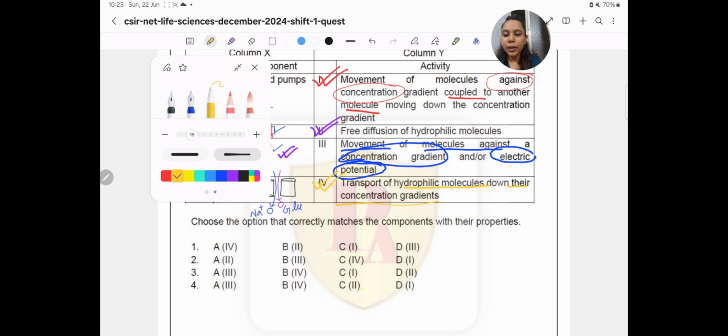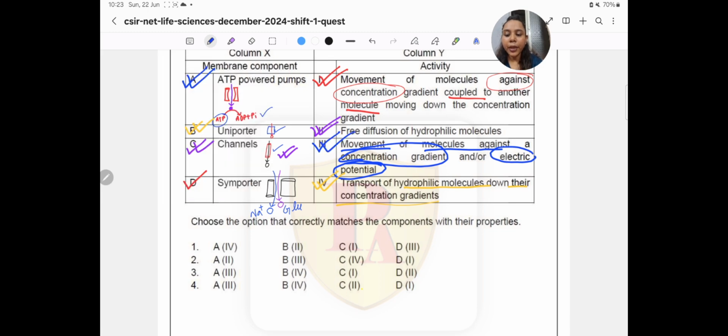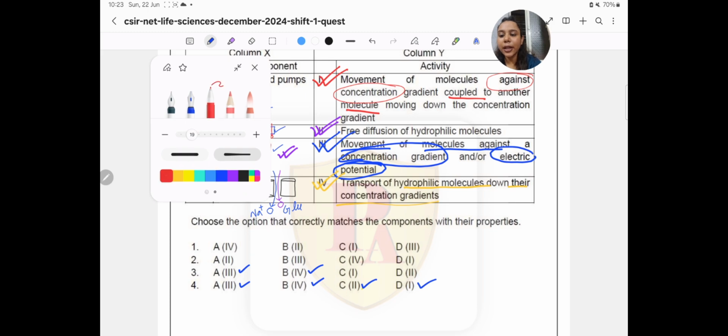So here is A3 and B4, and C2, and also D1. So option 4 is the correct option.